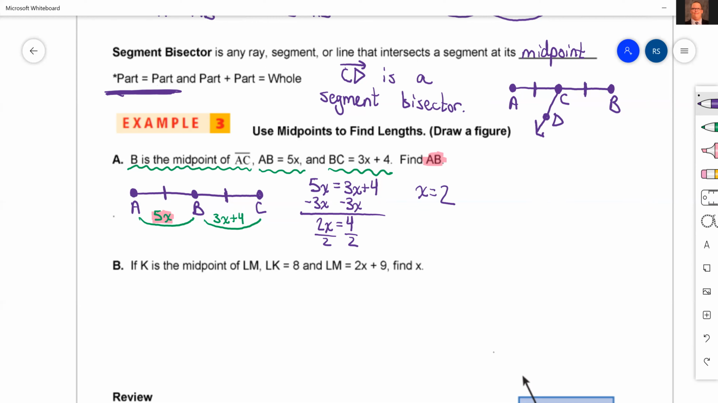Are we done? Did we find what it's asking for? No. It's asking for AB. Well, what do we know about AB? AB is equal to 5x. We just found that x is 2. So 5 times 2, which is 10. Now we're done. AB is equal to 10.